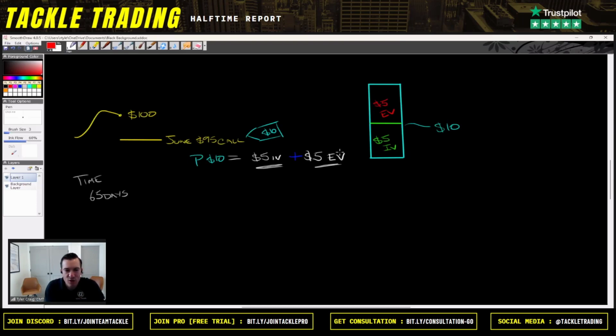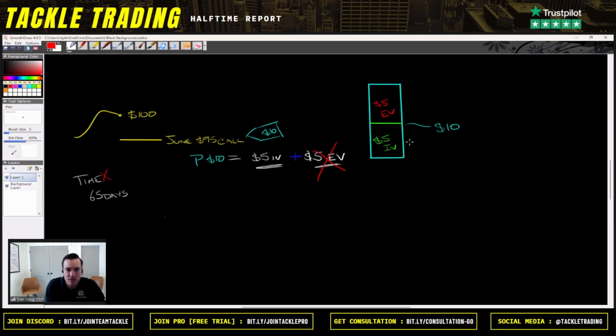There is no extrinsic value at expiration because there's no time left. And even if you think the stock's going to move in the future, even if you have a volatility expectation, the option's gone. It doesn't exist anymore. It expires right now. And so there's no time. And the vol expectations are relevant because that's a function of how much time you have. And so time and vol don't matter anymore. So extrinsic value is gone at expiration. And the only thing you're left with is intrinsic value.